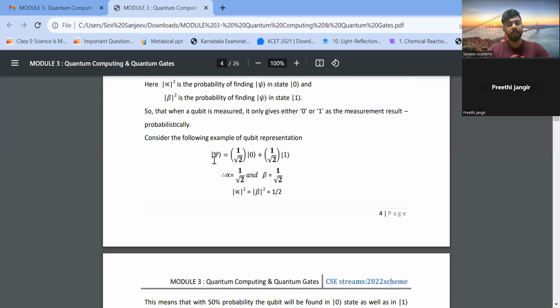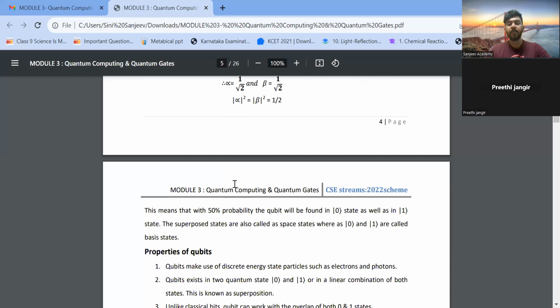So here, if they're giving this psi, this symbol psi is nothing but 1 by root 2 of 0 and 1 by root 2 of 1. Which means my alpha is 1 by root 2 and beta is 1 by root 2. So alpha square equals beta square, which is 1 by root 2 the whole square, that is 1 by 2. So 50%. How to remember this? Just remember the probability of getting a head in the spin of a coin is 1 by 2, and getting a tail is 1 by 2. So 50% probability that it will be in 0 or 50% in 1.